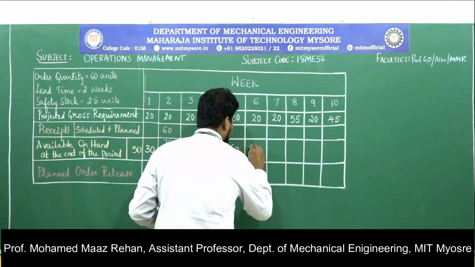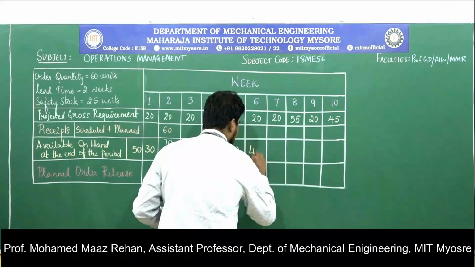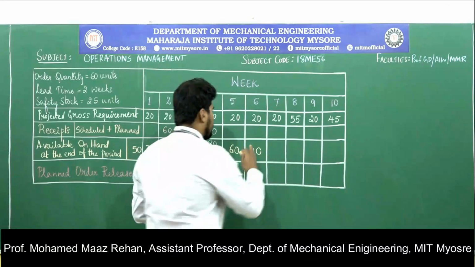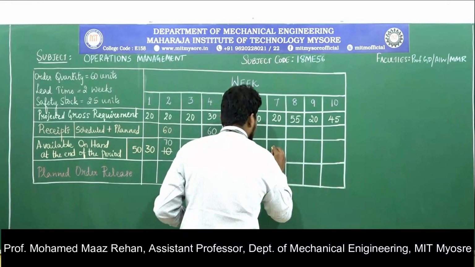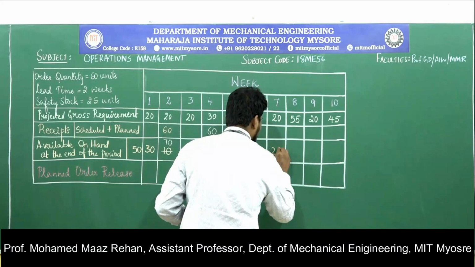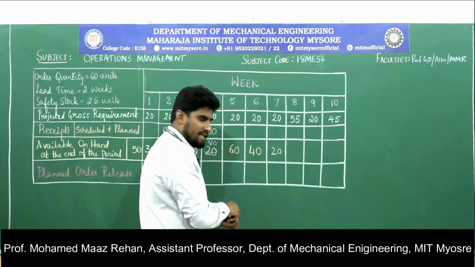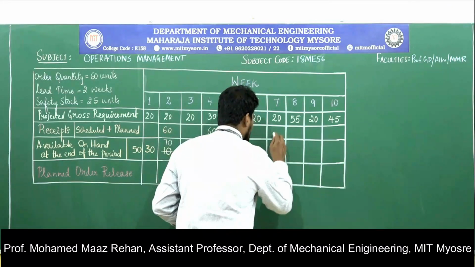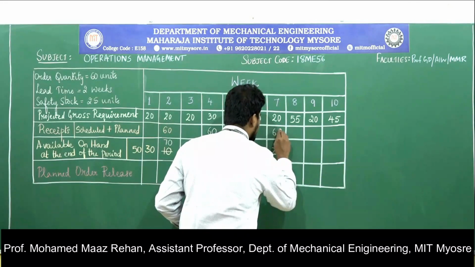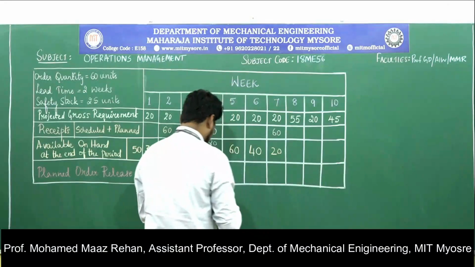Again, 60 minus 20, that is 40. 40 minus 20, that is how much? That is 20. It is not satisfying the safety stock. So you have to receive 60 units in the seventh week.